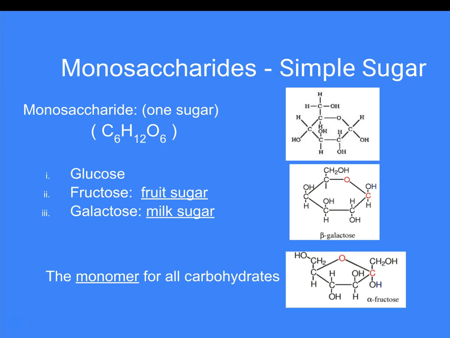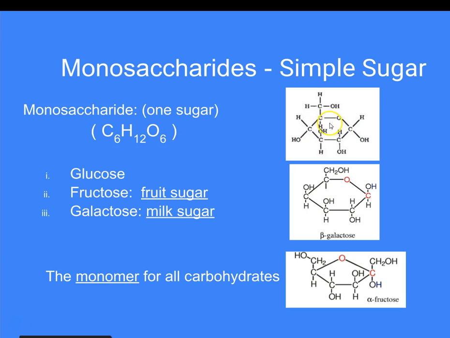Saccharide comes from the Latin word for sugar, so we are looking at one sugar molecule. We would classify these monosaccharides as simple sugars, and they all have the same exact chemical formula, C6H12O6. If you look at the structures of these three monosaccharides, you will notice that they are all slightly different. Even though they all have the same number of carbon atoms, hydrogen atoms, and oxygen atoms, their structures are slightly different.